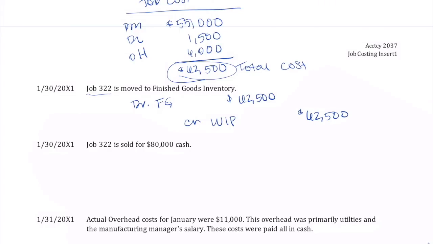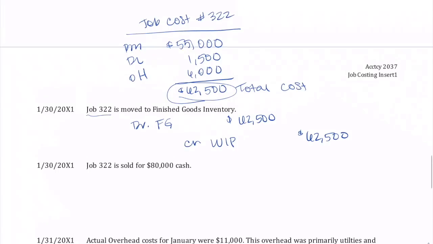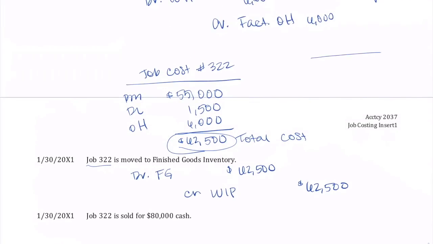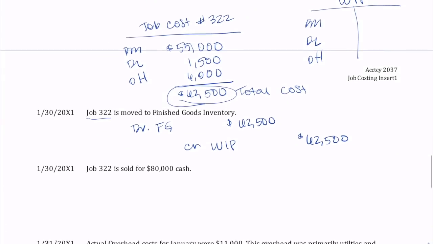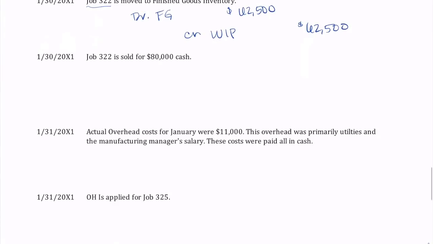Okay, so I've kept track of this. You could also think about your WIP account as just a T account, and the direct materials, the direct labor, and the overhead are increasing your WIP account. That's also a perfectly good way to think about it. You might want to think about the WIP account for just job 322 so you don't get confused, but either way you want to do it is fine.